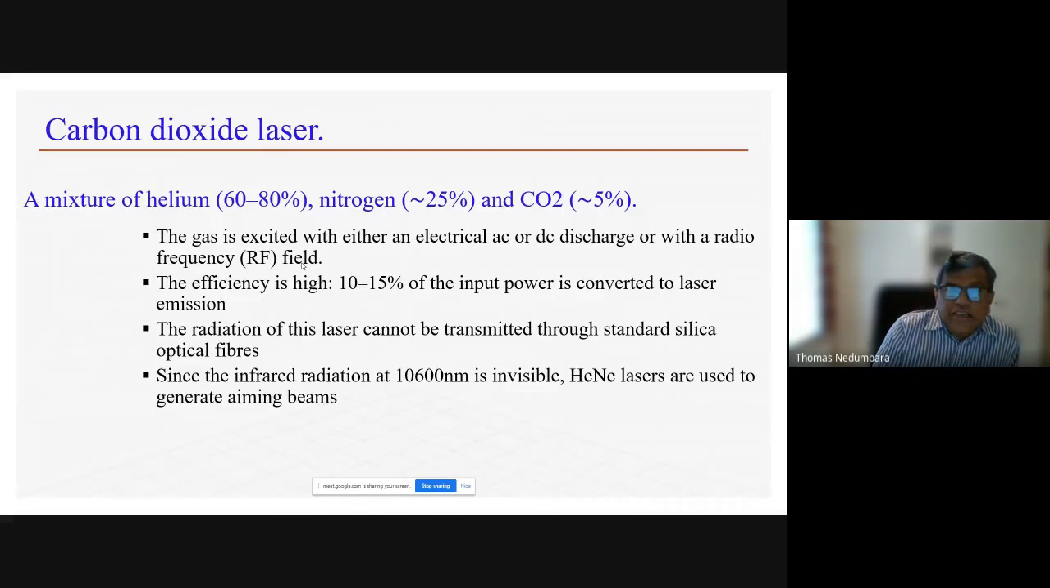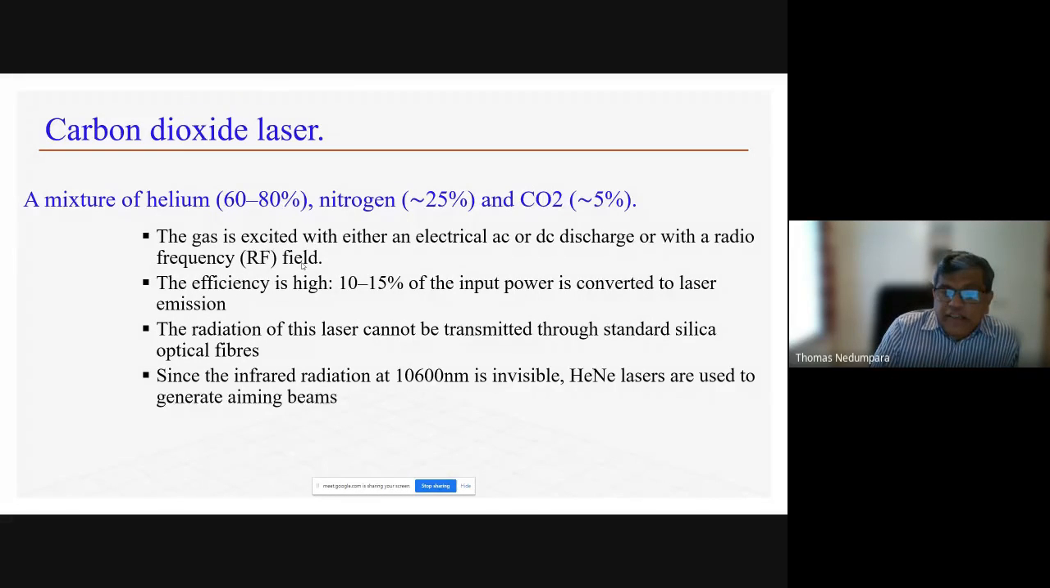Commonest gas laser is carbon dioxide laser, which was the earliest one to be made. It's a mixture of helium, nitrogen, and carbon dioxide. The laser medium is excited by electrical discharge. It has very high efficiency. 10 to 15% of the input power is converted to laser. The only disadvantage is it cannot be transmitted through optical fibers. So you need to use a different mirror system to take the laser energy inside the body.